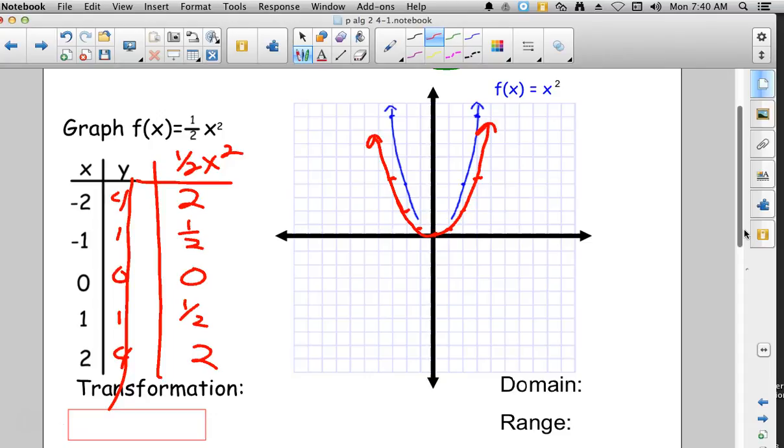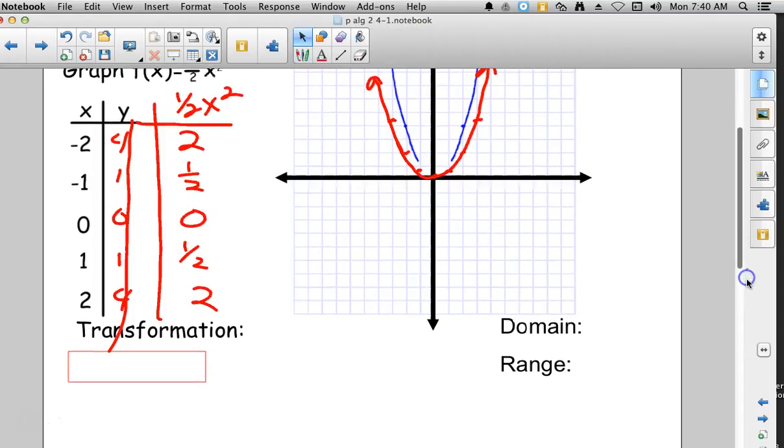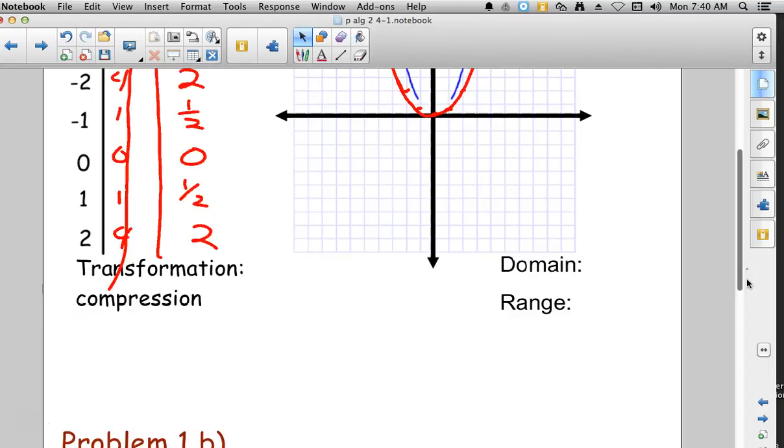You know, some books, instead of talking about expressions, will say it widens the graph. And that's this factor of 1/2. It's kind of slowing it down. It's not going up as quickly as it was before. So our transformation here is all about that 1/2, and that's going to be a compression. And it's a compression factor of 1/2.